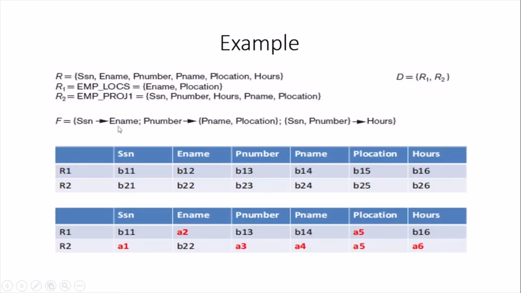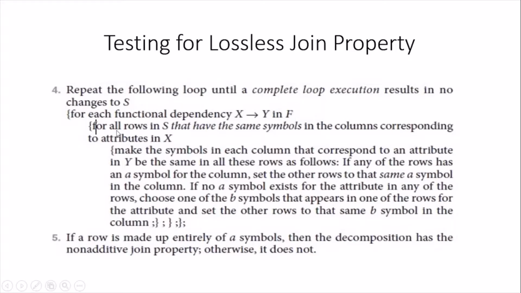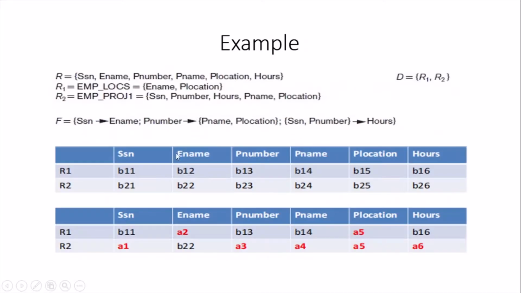So here you have SSN to E name. There X is SSN. So take SSN corresponding to the relations. Here S has B11 and the next value is A1. So no rows have the same symbol for the column corresponding to this SSN. That is the first step. We should find all rows in S that have the same symbols in the columns corresponding to the attributes in X. Corresponding to this, they are distinct symbols, so you don't need to make any changes.